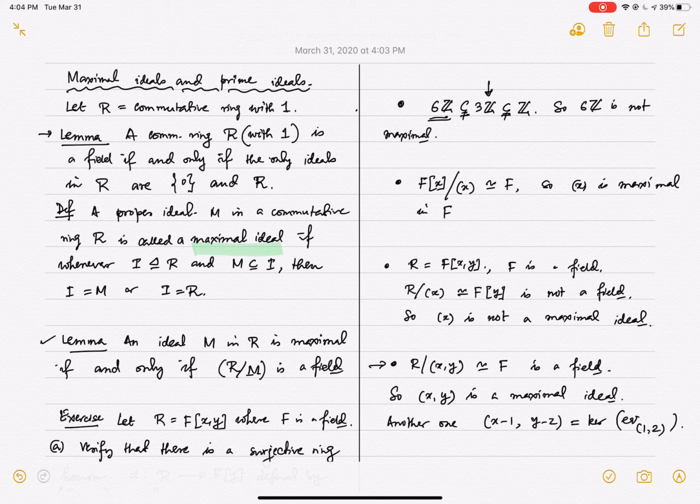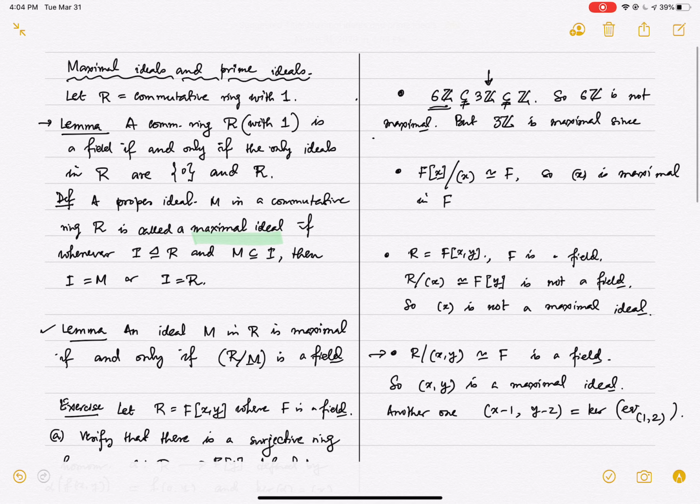On the other hand, 3Z is maximal since Z mod 3 is a field. So the maximal ideals in Z are pZ, where p is a prime number.